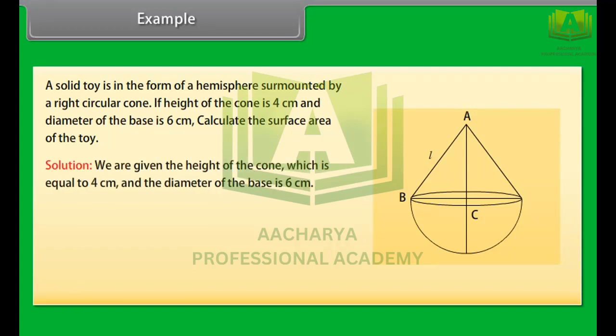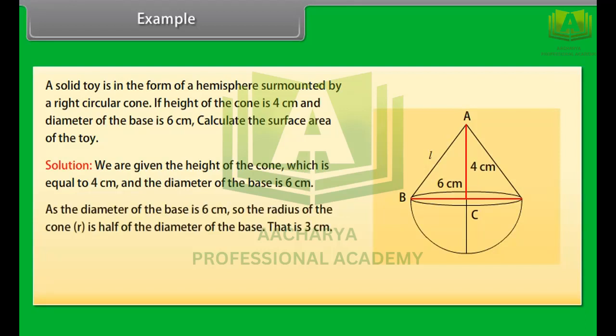Solution. We are given the height of the cone, which is equal to 4 cm, and the diameter of the base is 6 cm. As the diameter of the base is 6 cm, so the radius of the cone r is half of the diameter of the base, that is 3 cm. Also, radius of hemisphere is 3 cm. Now to find the surface area of the toy, we need to find the curved surface area of the cone and curved surface area of the hemisphere.